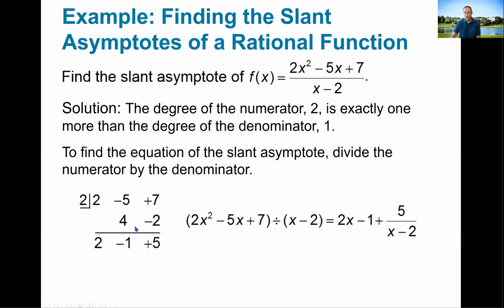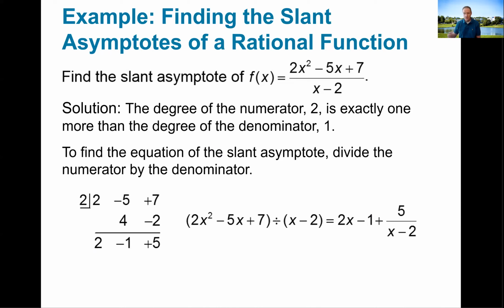Now please remember, that last term is the remainder. This is your constant, and this is your term of x. So you can say, well, that's telling me that the numerator divided by that denominator is equal to 2x minus 1, and then it has a remainder of 5, which means 5 is still being divided by x minus 2. Now, the whole point of a slant asymptote is it's trying to tell you what the function is going to as x gets to a large value.